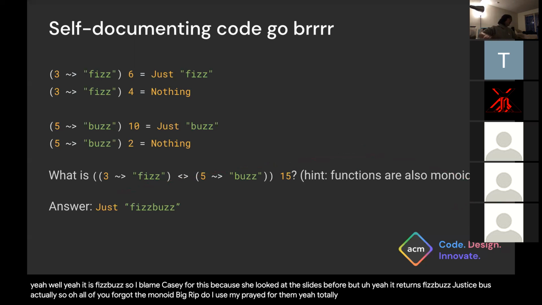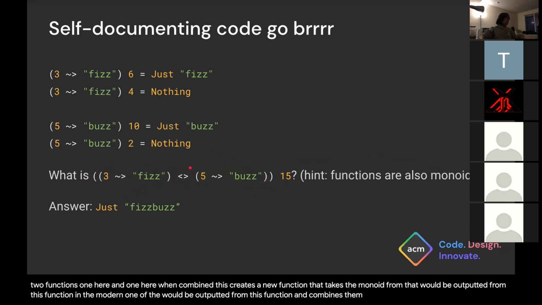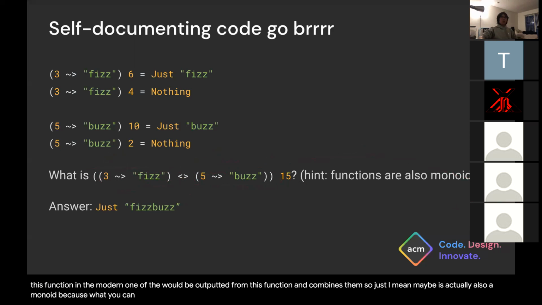Yeah, totally. But anyway, what happens here is that you have two functions, one here and one here. When combined, this creates a new function that takes the monoid that would be outputted from this function and the monoid that would be outputted from this function, and it combines them. So just, maybe is actually also a monoid, because what you can do is you can take two maybes, combine whatever's inside, and then put that in a new maybe.